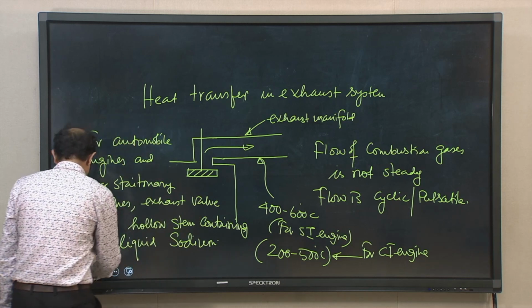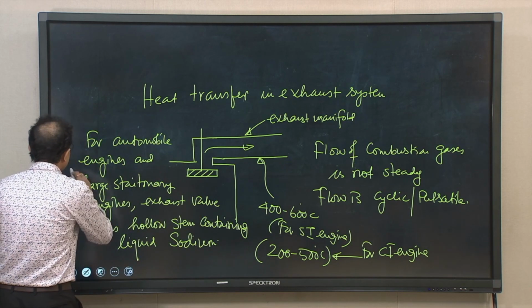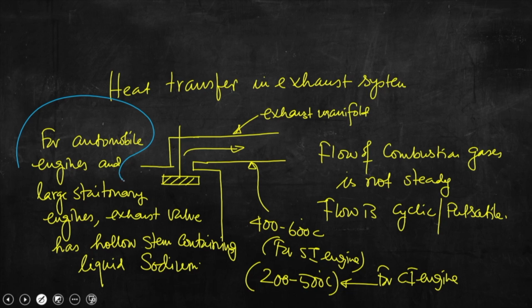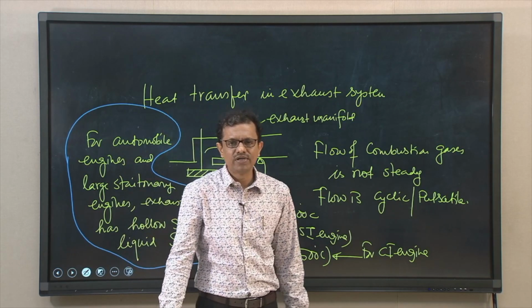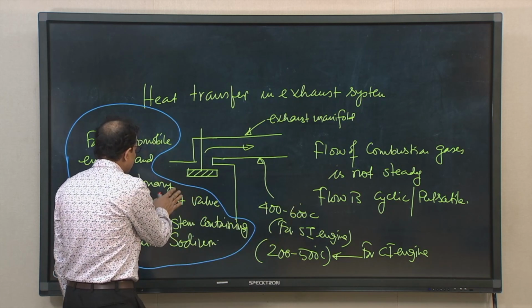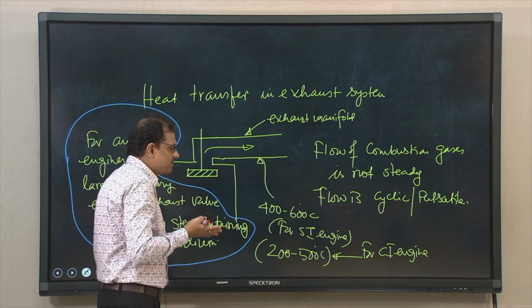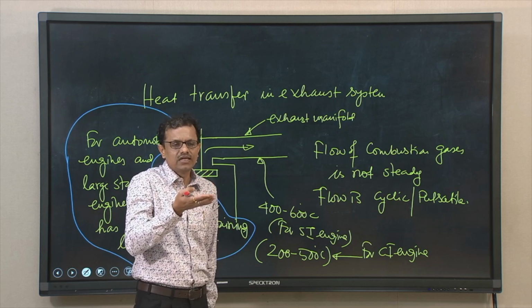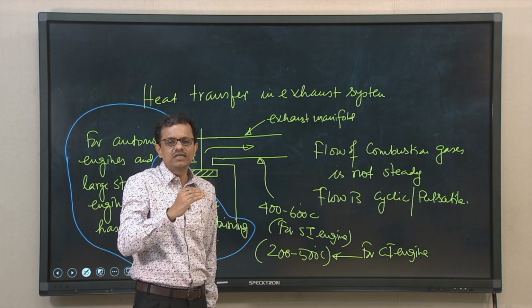Now the question is, this is very important, I have written over here that for automobile engines and large stationary engines, the exhaust valve has a hollow stem containing liquid sodium. Now, in which capacity will liquid sodium help to remove heat better? Let me tell you one thing: if we have a hollow stem, essentially you are trying to increase the area.